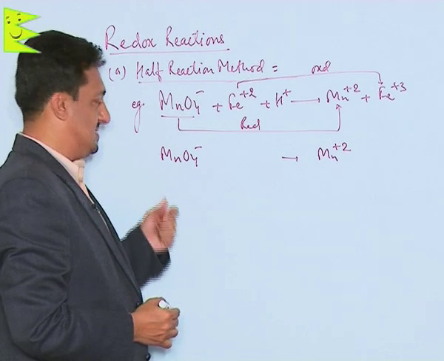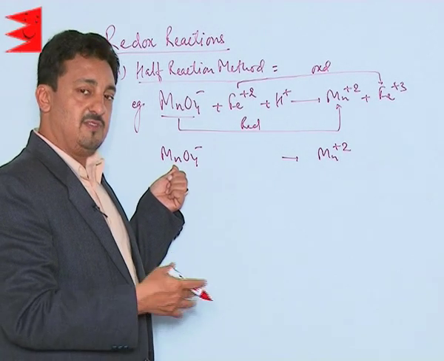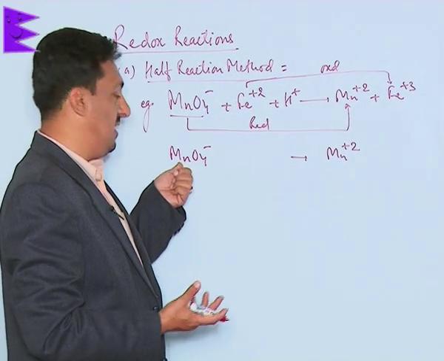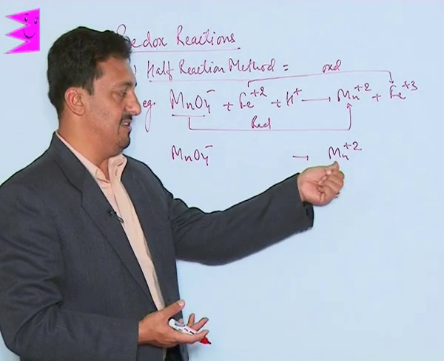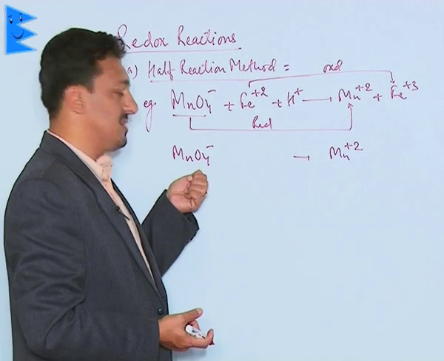Now how to balance this? The first step is to balance the atoms of all the other elements except hydrogen and oxygen. So we have only manganese. Our left hand side is having only one manganese, the right hand side is also having one manganese, so it is already balanced. Let us move to the oxygen.